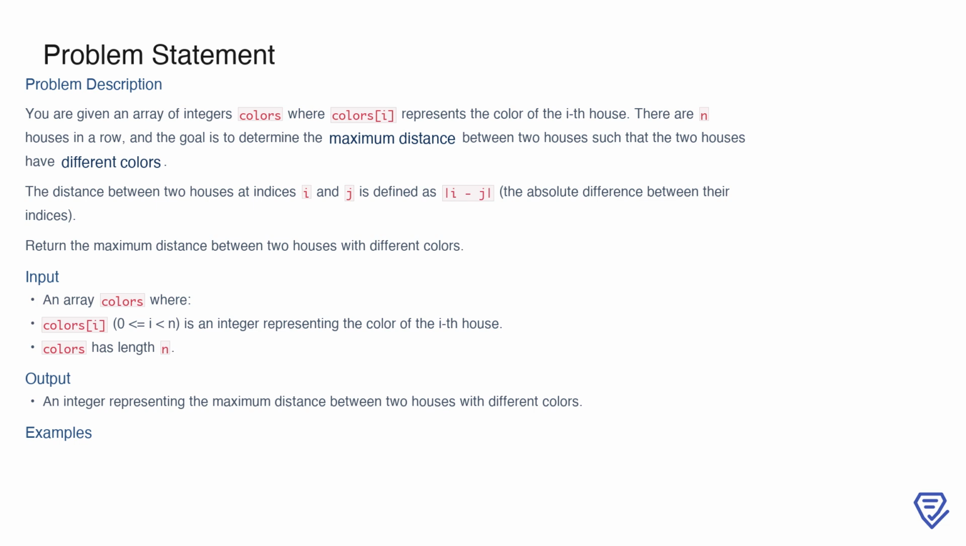The input array colors has a length of n, where each element is a non-negative integer, and it is guaranteed that there will always be at least two houses with different colors. This ensures that the problem is well defined, and no edge cases like all houses being the same color need to be handled. Now, let's look at some examples to better understand how this works in practice.